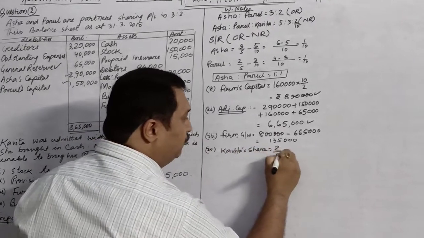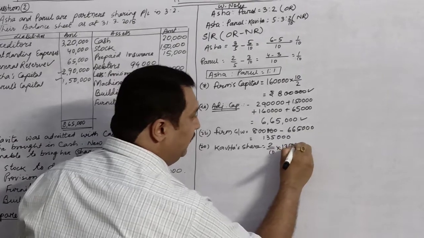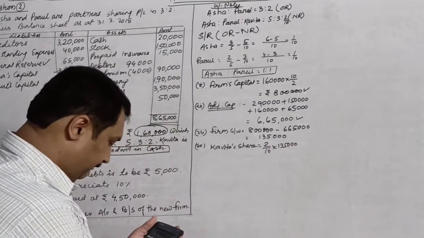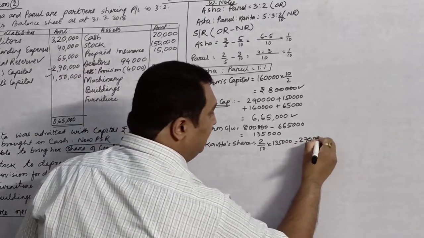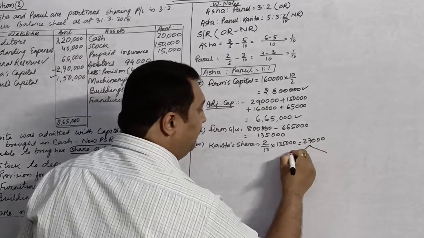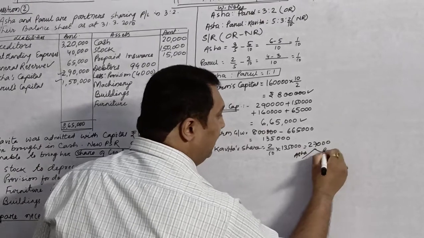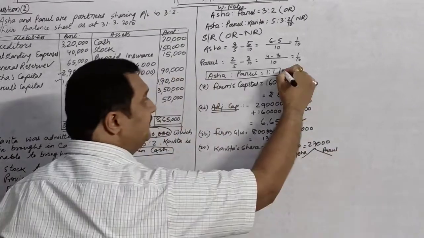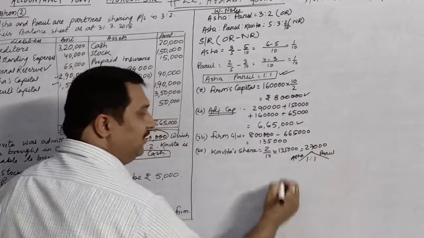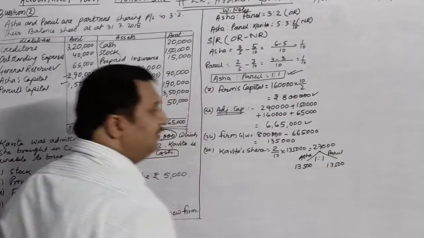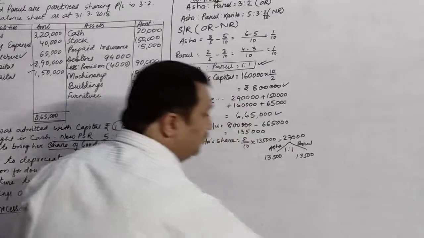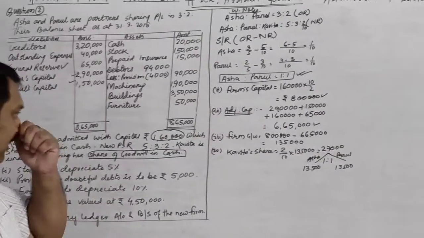Out of this, we will calculate Kavita's share. She has come for 2/10 of 1,35,000. It is rupees 27,000, which we will distribute between Asha and Parul in the sacrificing ratio, which we calculated as 1:1. So it will be 13,500 and 13,500. So this is our calculation for hidden goodwill.